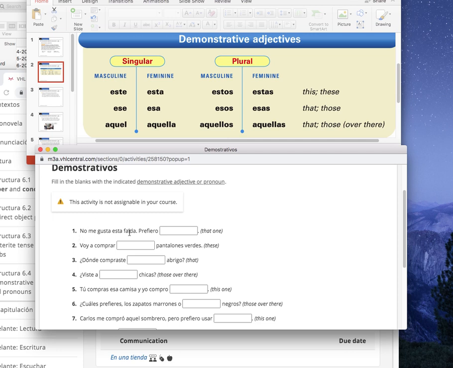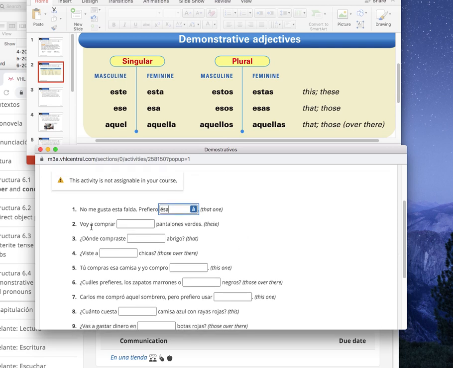It says, no me gusta esta falda. Prefiero blank. That one. Alright, so pause it for a sec. And we're back. So that one, we notice that the noun isn't there, so we have to use a pronoun. And we're talking about a falda, and it's that one. So therefore it'd be esa, with an accent over the E. Prefiero esa, that one.